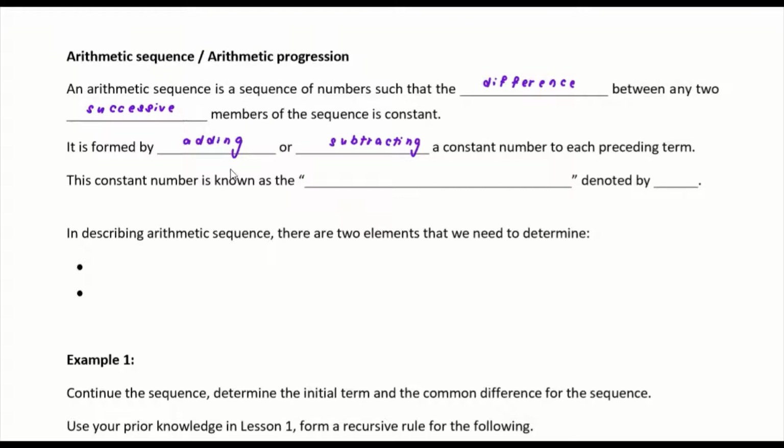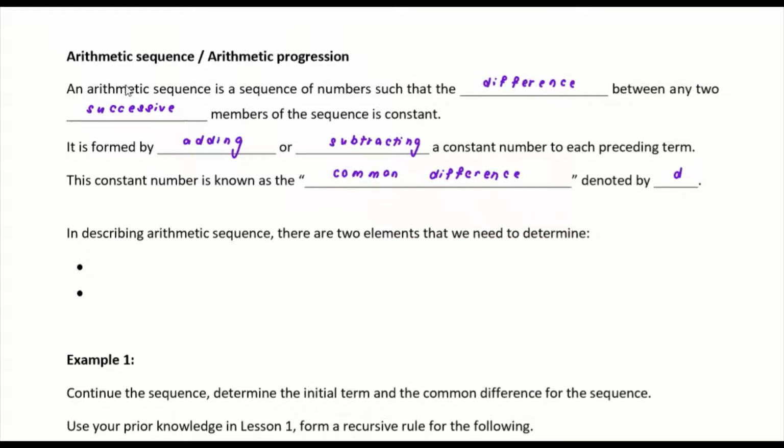The constant number that we add or subtract to get the next term is known as the common difference, because the difference is the same, it is common. It is denoted by the symbol d. When we describe an arithmetic sequence, there are two elements that we need to determine. It's the same as in a recursive rule, where you need the rule itself and also the initial term.